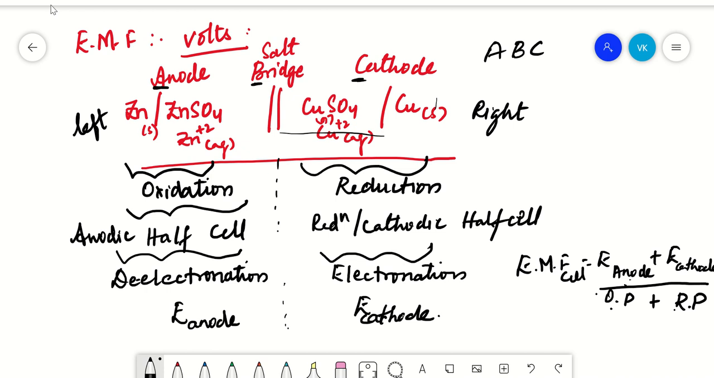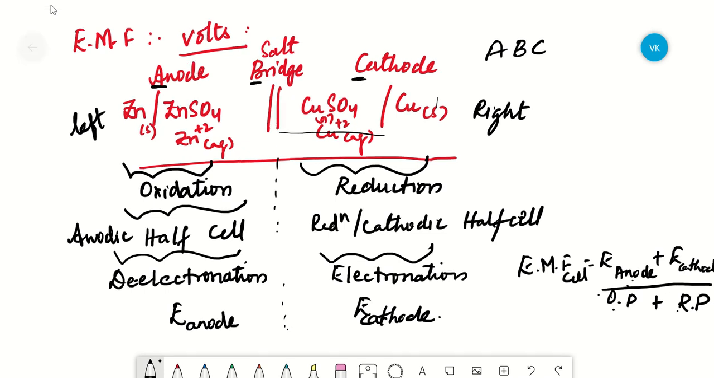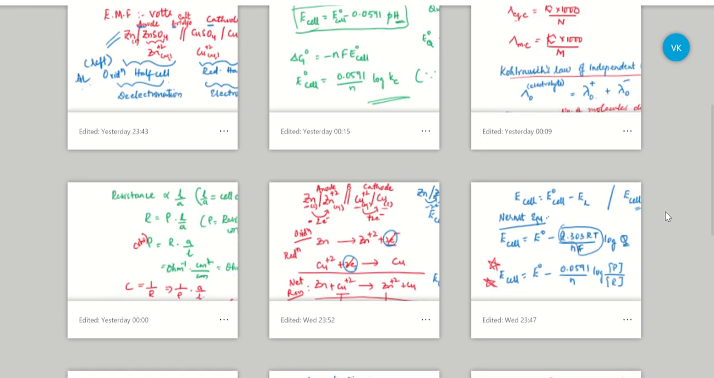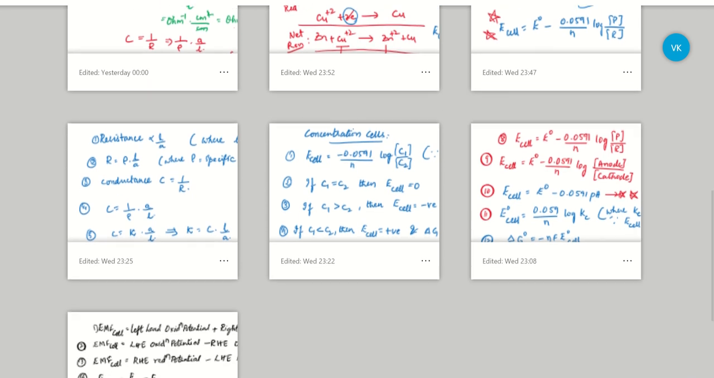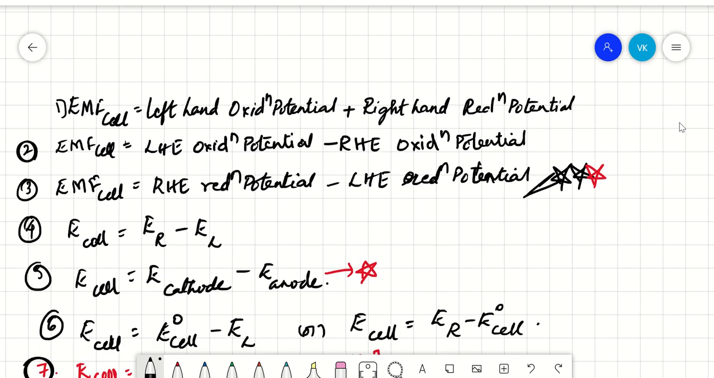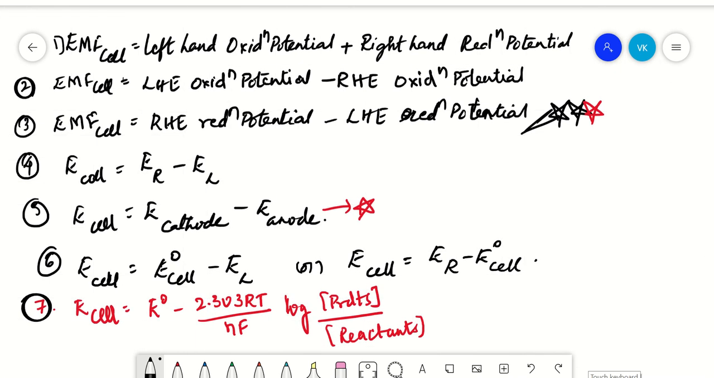Otherwise, you can also see different formulas for your EMF. The formulas involved here: EMF of cell is equal to left hand oxidation potential and right hand reduction potential. Left hand is your anode, right? On the left hand side the anode will be there, on the right hand side you will have your cathode. So you can also write this formula: EMF of cell is equal to left hand electrode oxidation potential plus right hand electrode reduction potential.